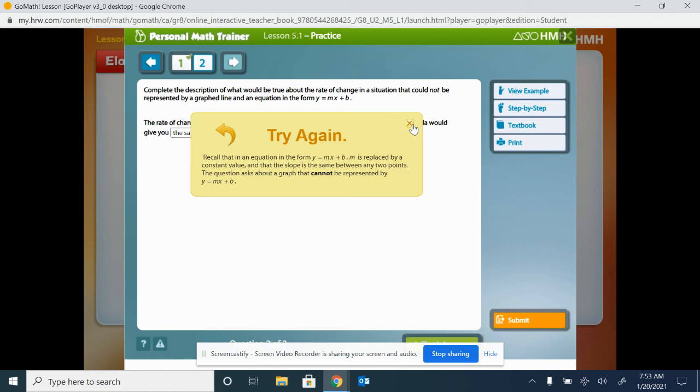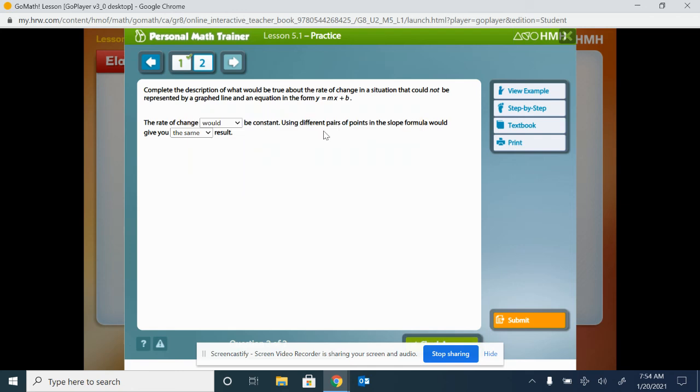Recall that in an equation in the form y equals mx plus b, m is replaced by a constant value, and that slope is the same between 2 points. The question asks about a graph that cannot be represented. Oh, that's what I thought. Okay, cannot. If they cannot be, it would not be the same, and it would be a different value. That's what I thought in the beginning, but then I switched.